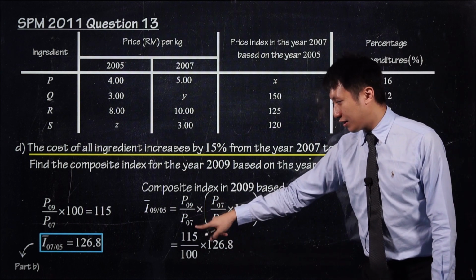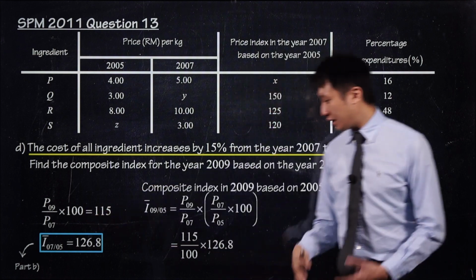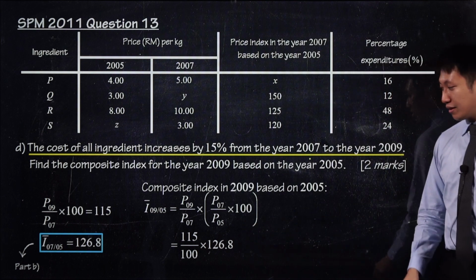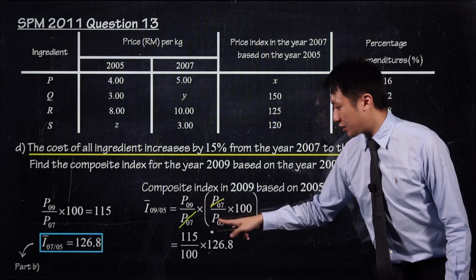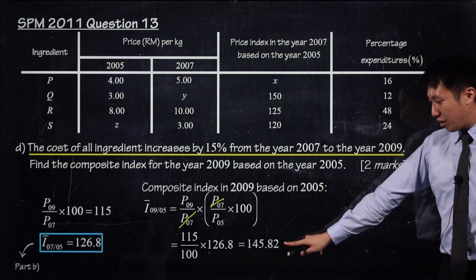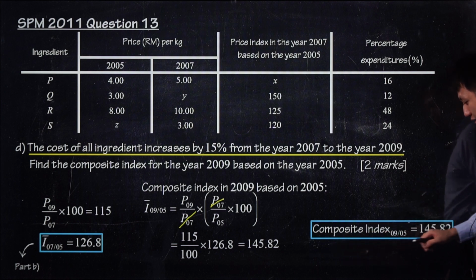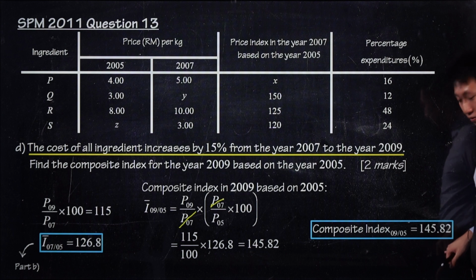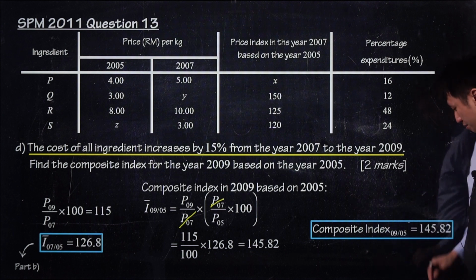But how about this one? This one is exactly equal to this one, except I don't have the 100. Since I don't have the 100, I have to divide by 100. Then the terms cancel off, and what I have is 0905 over 0905. It makes sense. Then I get 145.82. So the composite index for 09 with base year 05 is 145.82, which means the price increased by 45.82%.